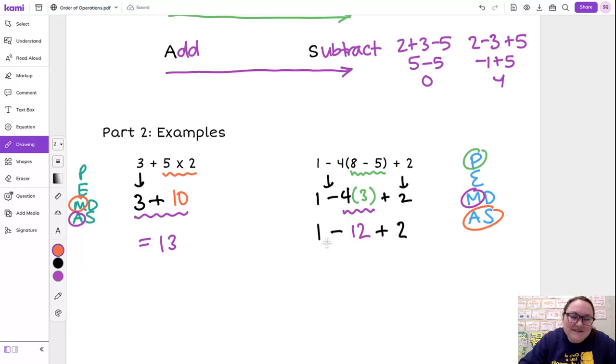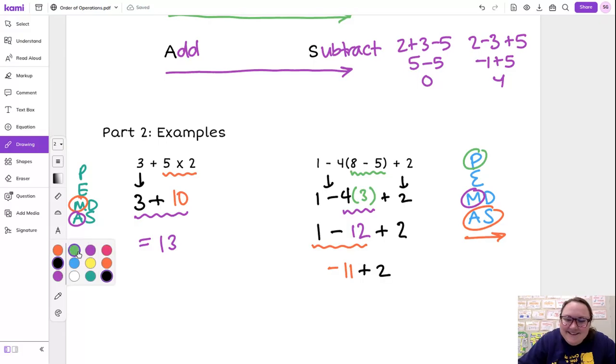Well, in this problem, since we have both, remember we want to go left to right. In this problem, the first one is subtraction. So I begin here. 1 minus 12 gives me negative 11. Remember different signs, we subtract, keep the sign of the bigger number. And then I can copy my plus 2. And then my final answer, all that's left to do is my negative 11 plus 2 and different signs, subtract, keep the sign of the bigger number, and I have the answer negative 9.